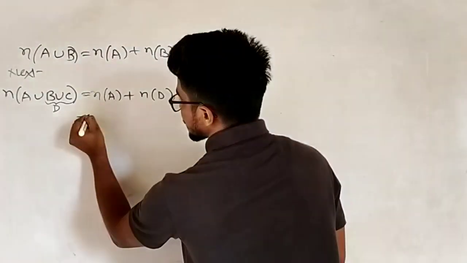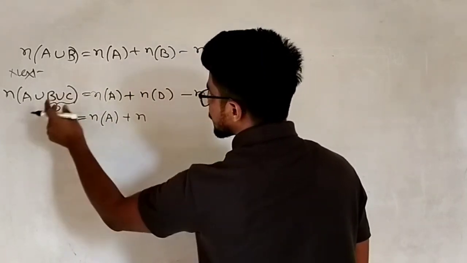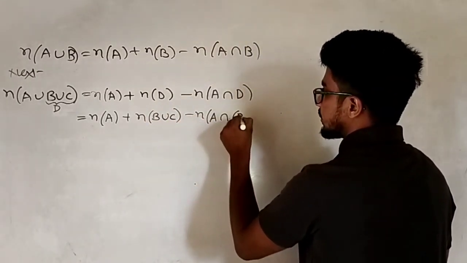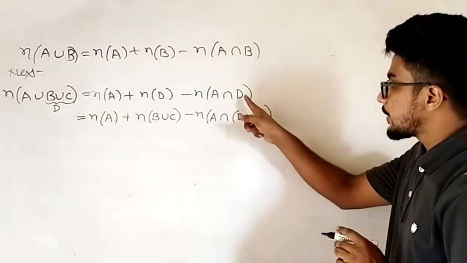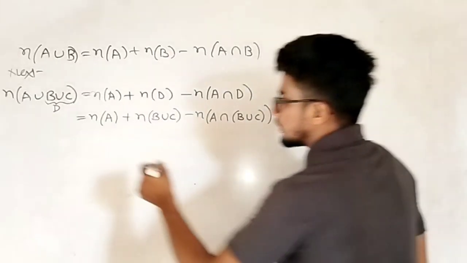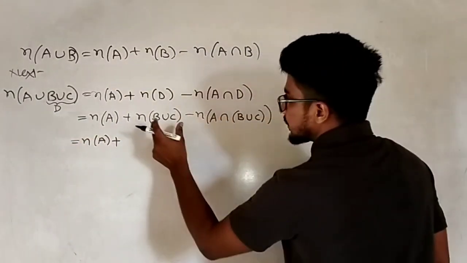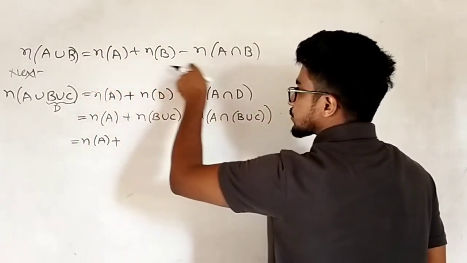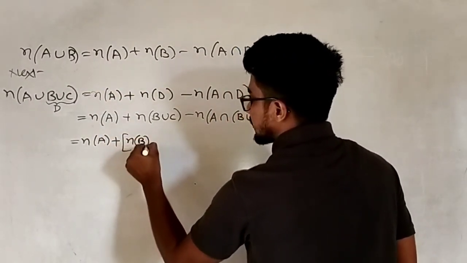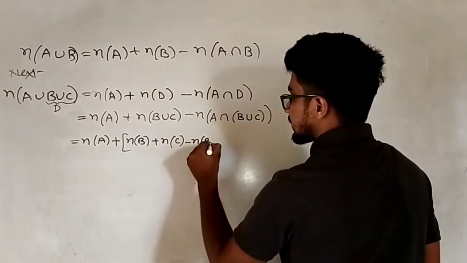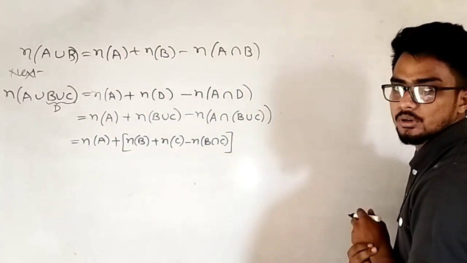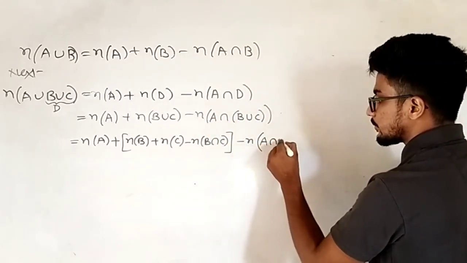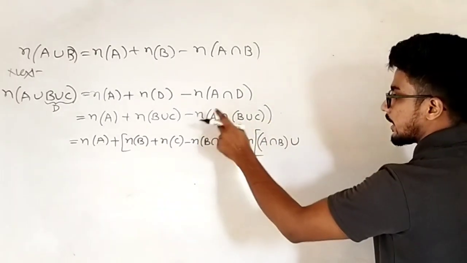Clear? Now this implies number of A plus number of D, where D means B union C, minus number of A intersection B union C. We replace D by B union C. Now B union C can be expressed by the same formula, n B plus n C minus n B intersection C. And similarly, this can be distributed as A intersection B union A intersection C.